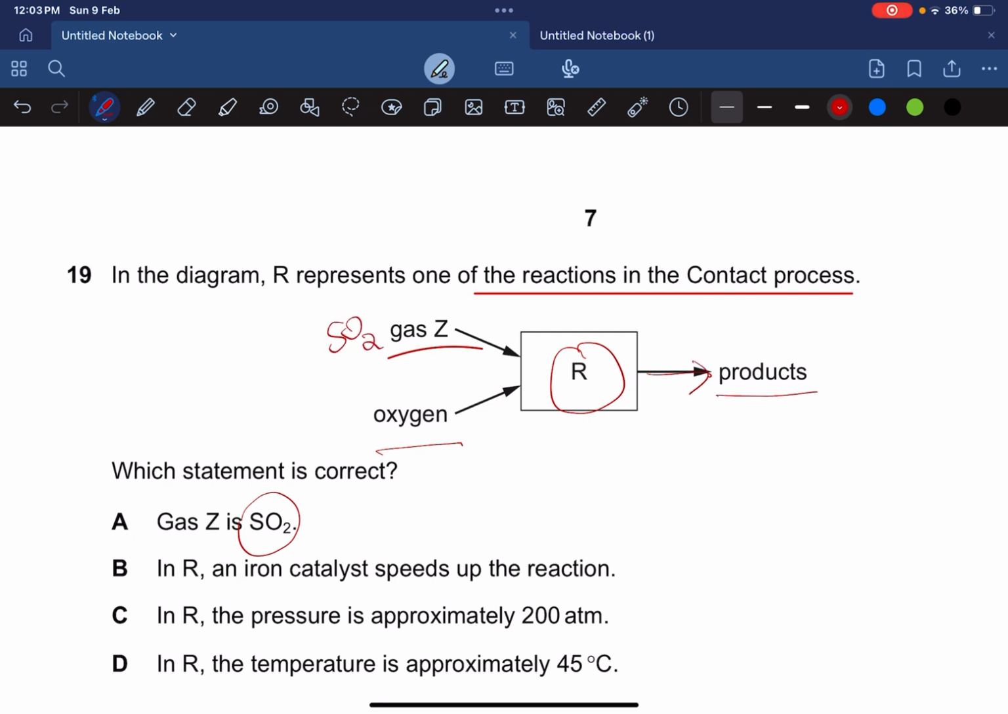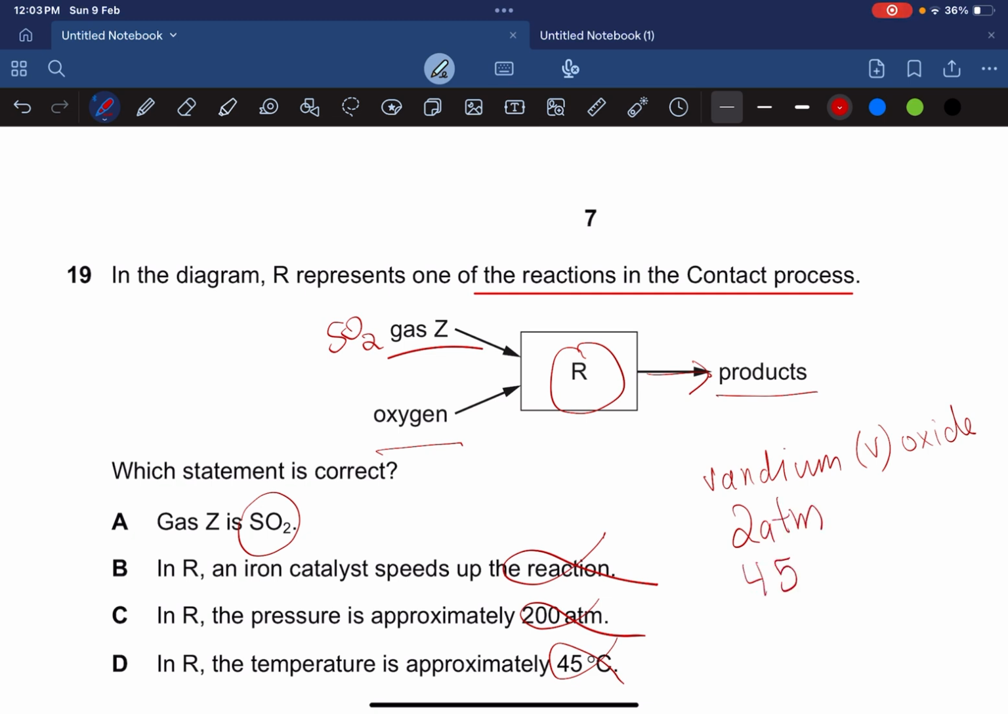In R, an iron catalyst speeds up the reaction. In R, the pressure is approximately 9. In R, the temperature is approximately 9. For the contact process, you should know that the catalyst used is vanadium(V) oxide. The pressure we use is 2 atm and the temperature we use is 450 degrees Celsius. So all these three things are not correct, and we're going to use option A, which is gas Z is sulfur dioxide. It is going to react with oxygen to form sulfur trioxide.